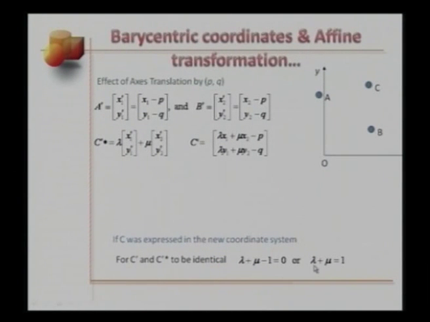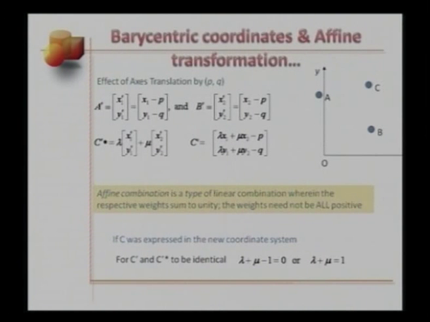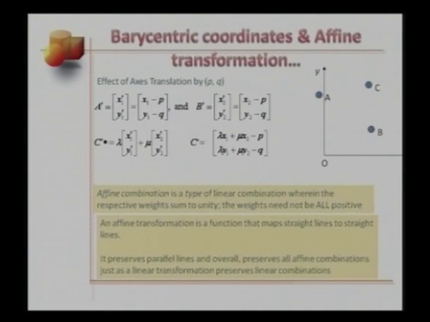Notice that we never mentioned that lambda and mu cannot be negative, or 0 for that matter. All we see here is the two scalars, they should sum to 1. Affine combination is a type of linear combination where the respective weights sum to unity. As I mentioned before, these weights need not be all positive. An affine transformation is a function that maps straight lines to straight lines. It preserves parallel lines and overall preserves all affine combinations, just as a linear transformation would preserve all linear combinations.